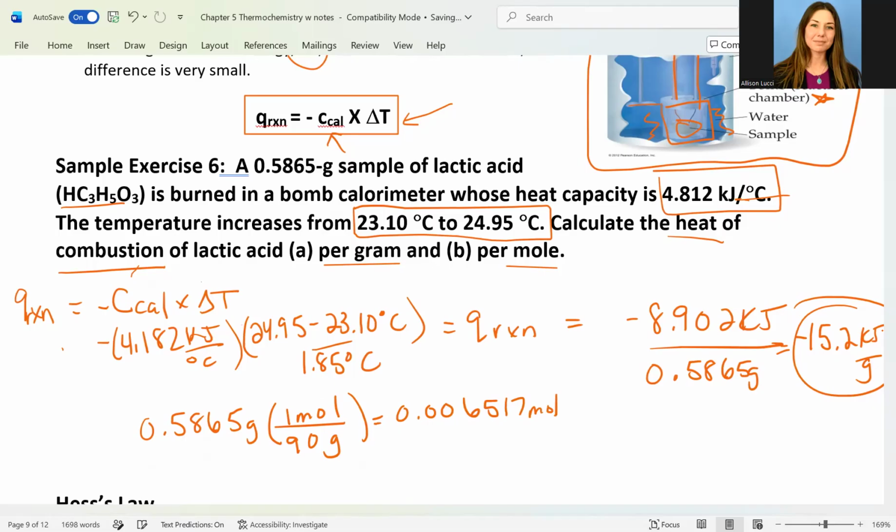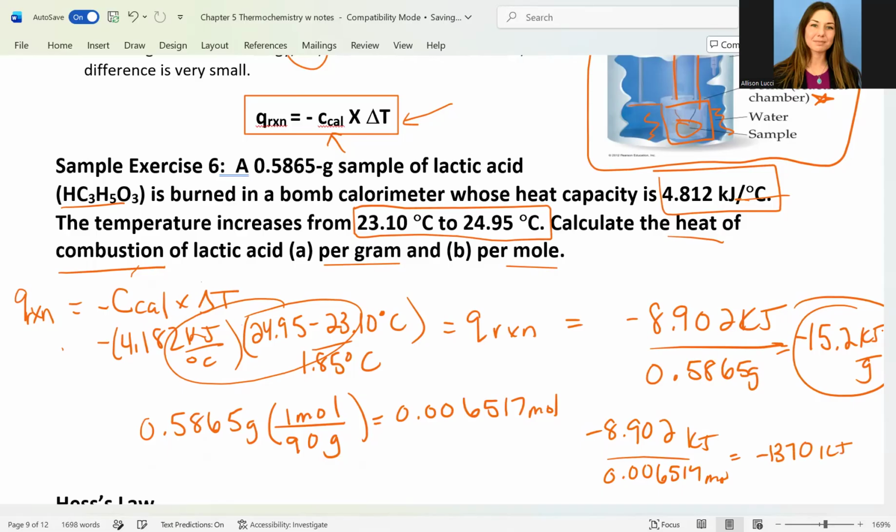When I divide, I see that I have about 0.006517 moles. So what I can do is I can take that negative 8.902 that I got over here and divide that by my number of moles now, 0.006517 moles. And this will give me my units of kilojoules per mole and a value of 1,370.